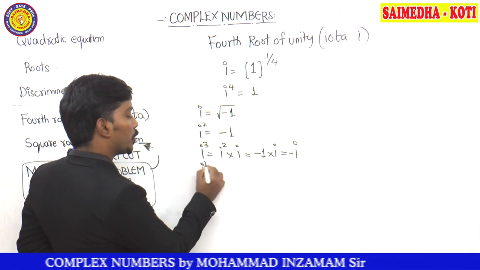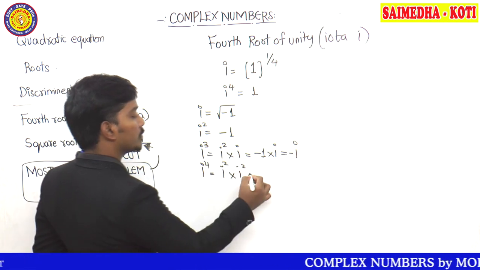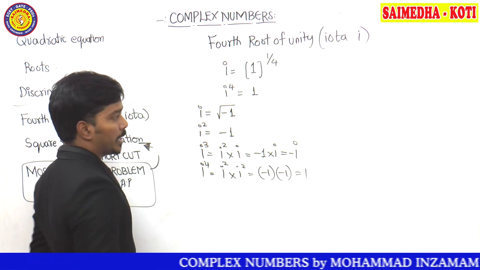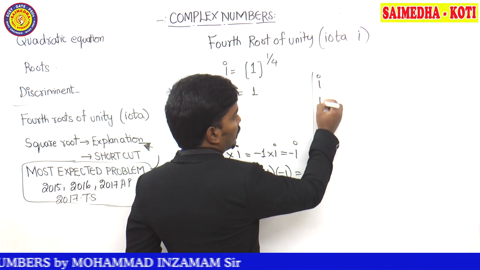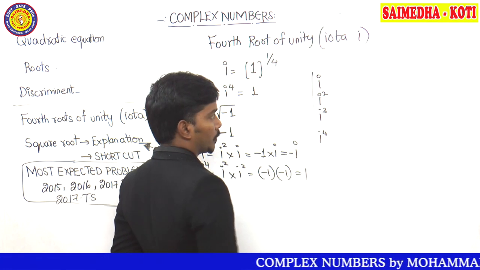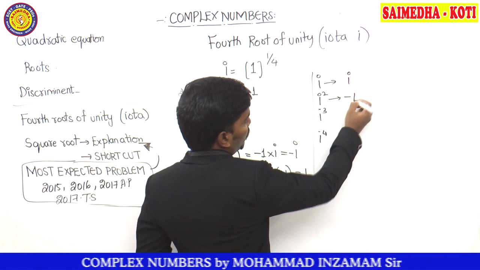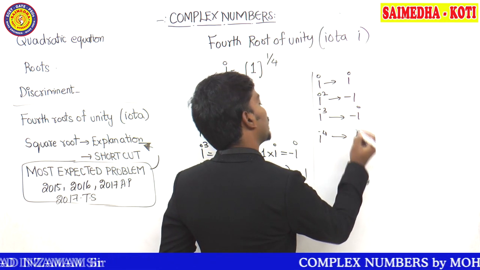The next one is i to the power of 4, guys. i to the power of 4 can be written as i square into i square. i square is minus 1, so it is minus 1 into minus 1. Answer is plus 1. So directly you need to remember this one, guys. That is i. Second one is i square. Third one is i cube. Next one is i to the power of 4. Where i is taken to be i itself, i square is taken to be minus 1, i cube is taken to be minus i, i to the power of 4 is to be taken as plus 1.